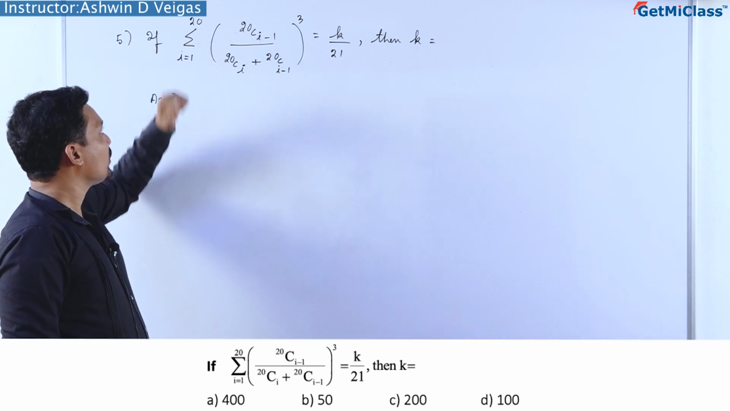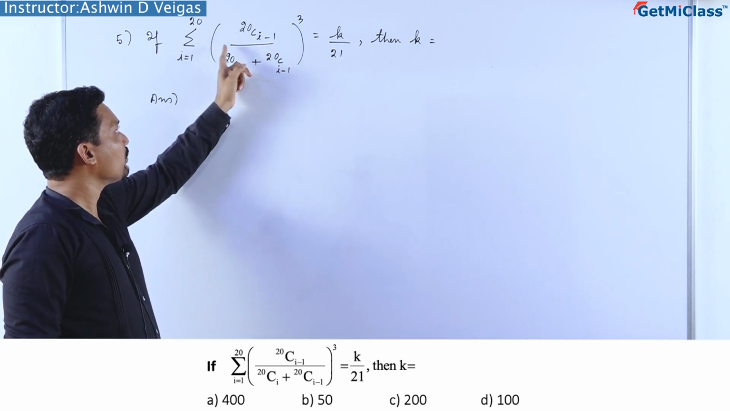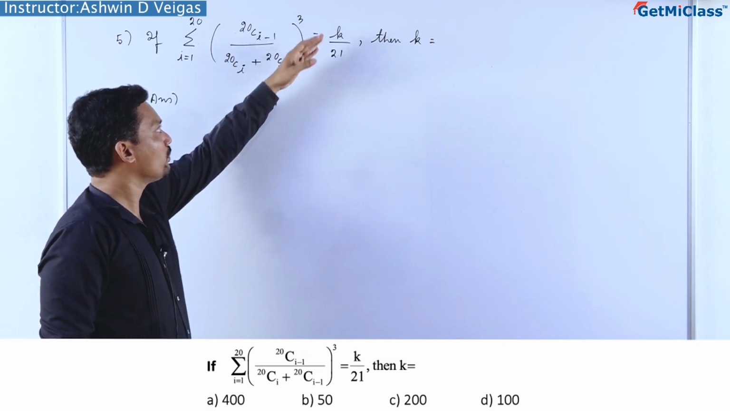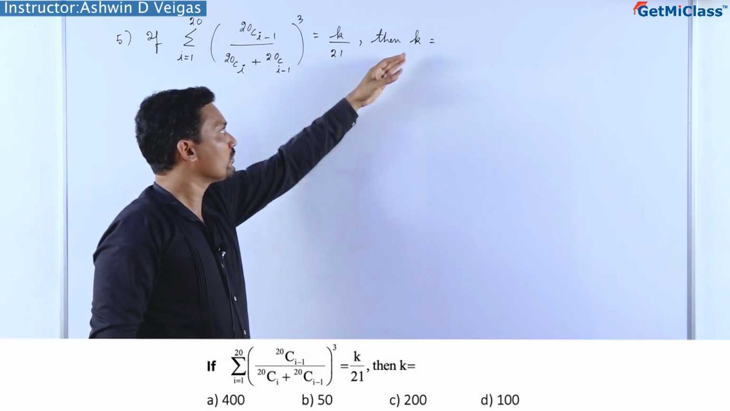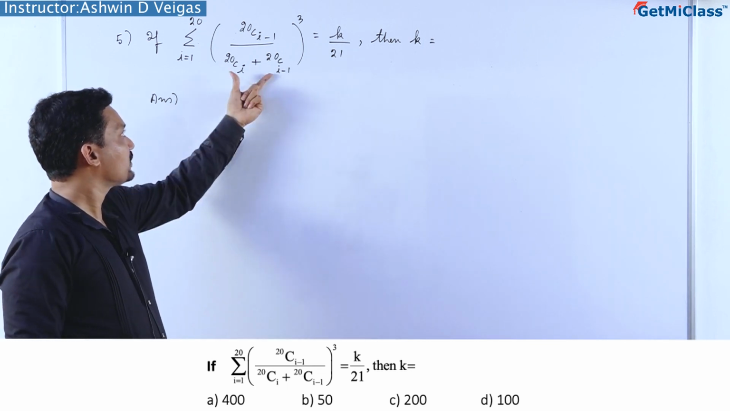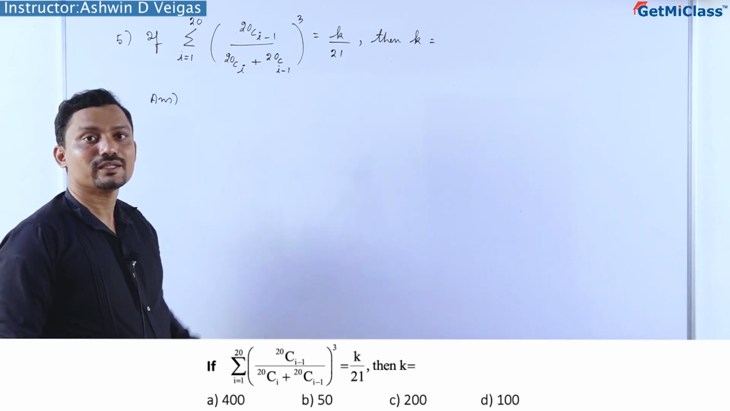If sigma i equal to 1 to 20, 20Ci minus 1 by (20Ci plus 20Ci minus 1) whole cube equals k by 21. So, we have to find the value of k. Now, when you look at the denominator, this denominator is a well known formula in combination.